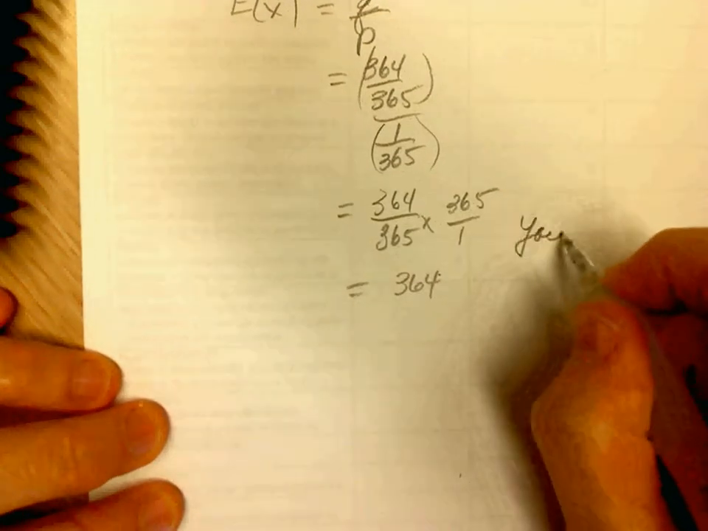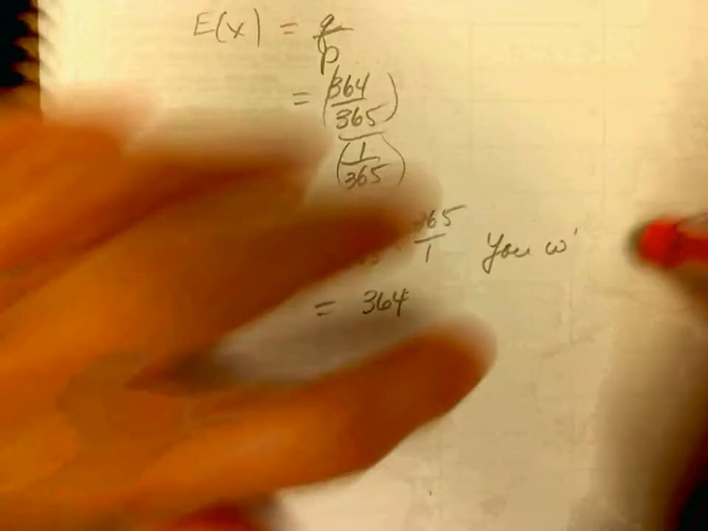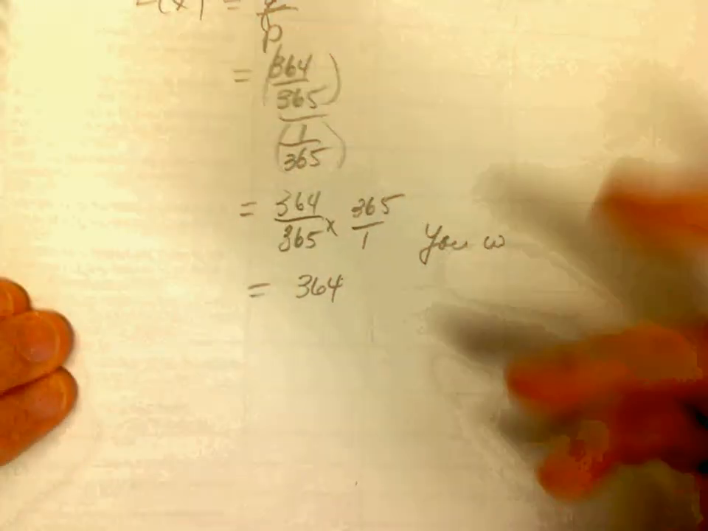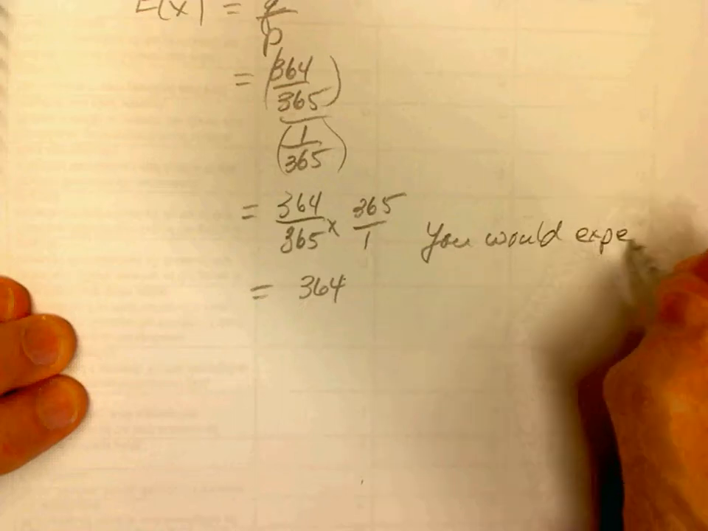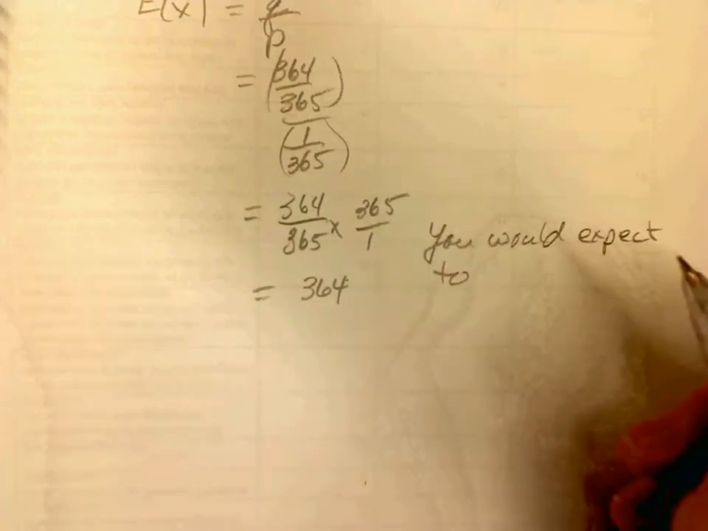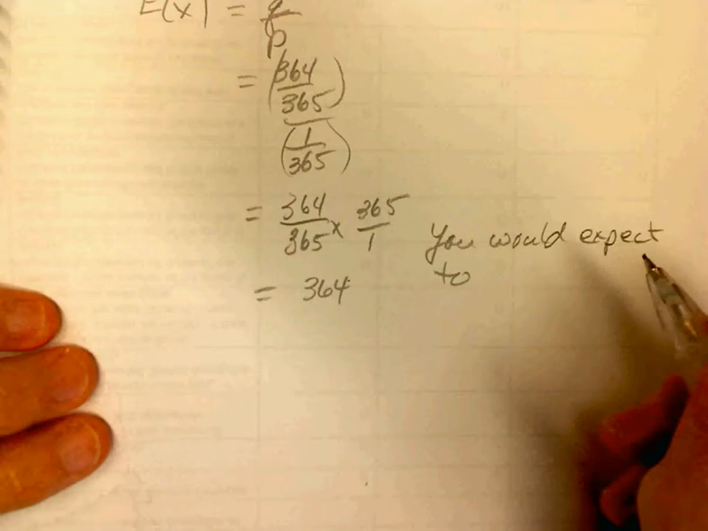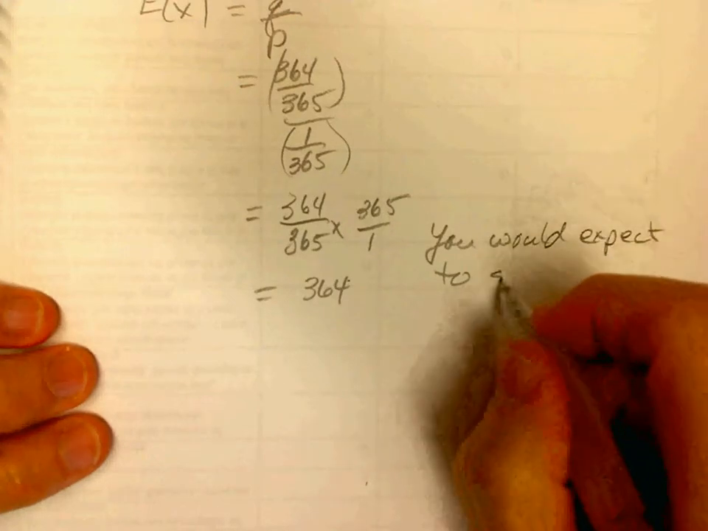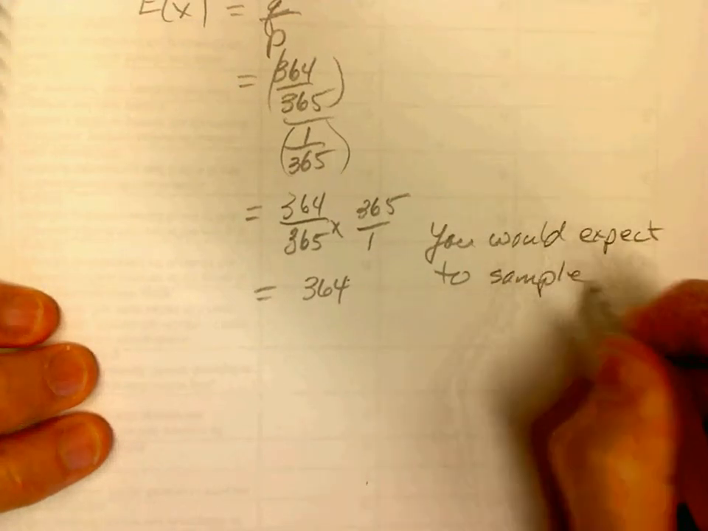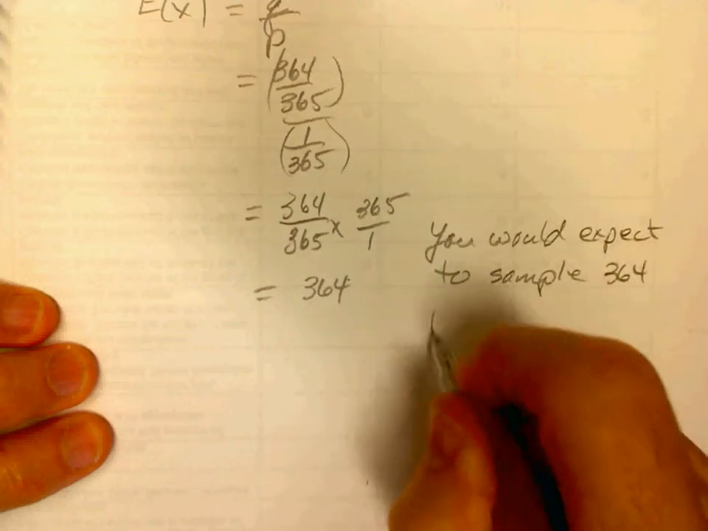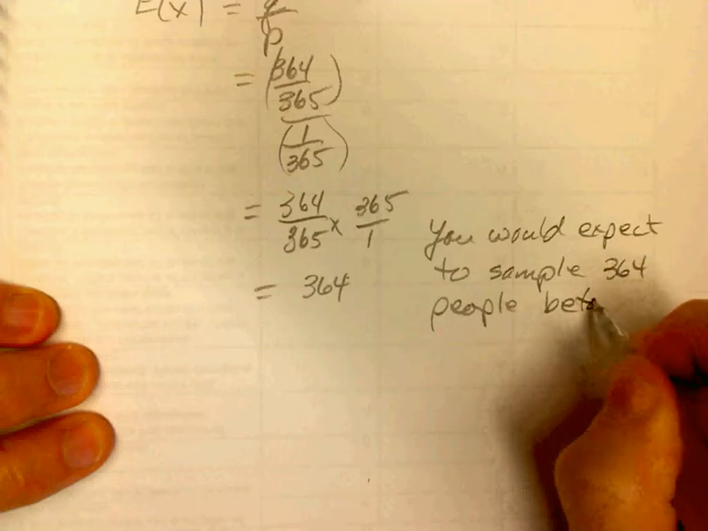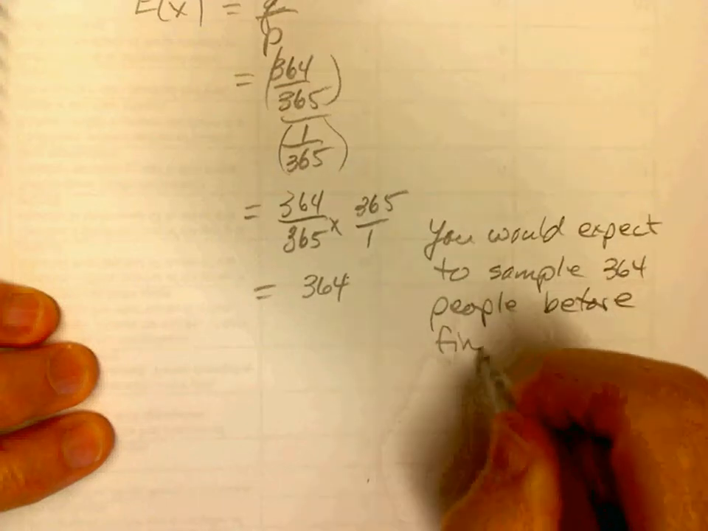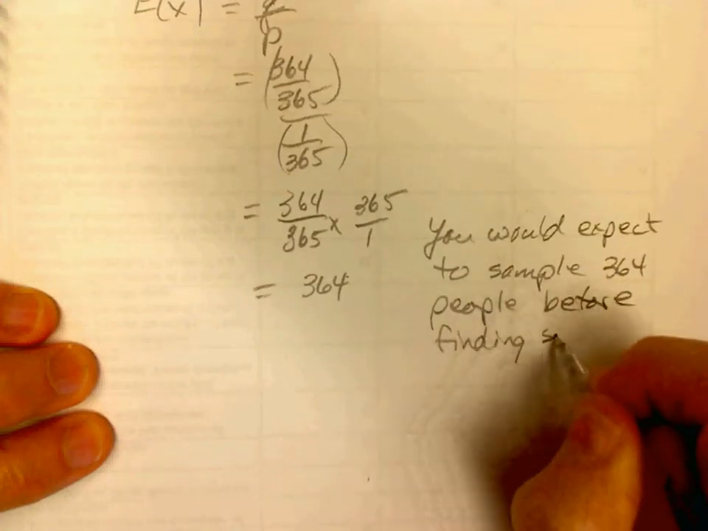You would expect to sample 364 people before finding someone with the same birthday.